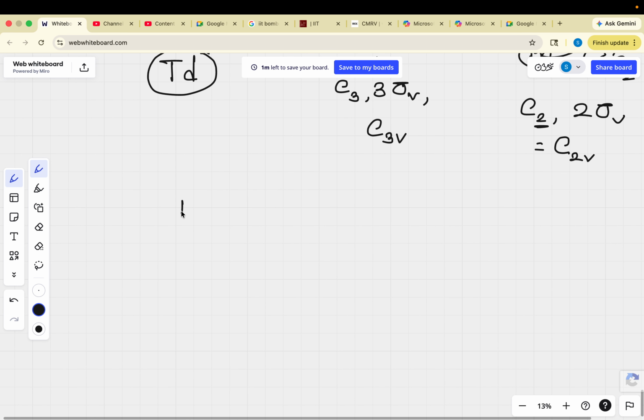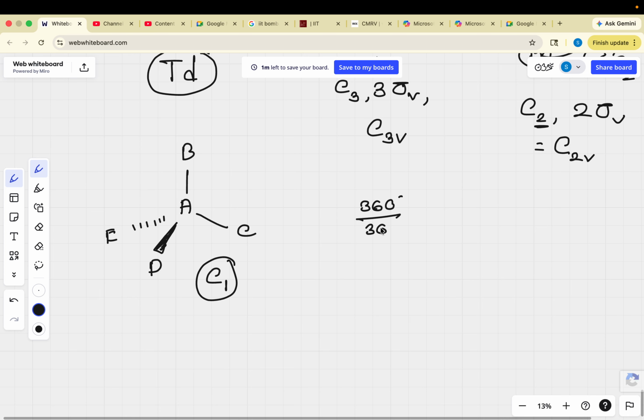And if you have 4 different groups, suppose here you have B, here you have C, then here you have E, and suppose here you have D. So if you have 4 different groups, that time nothing is present here. You can see no symmetry element, so you can write that it belongs to C1. What do you mean by C1? C1 means you are rotating by 360 degrees only. So 360 by 360 you are getting 1, right? The n value you are getting is 1. So that means you are getting C1.